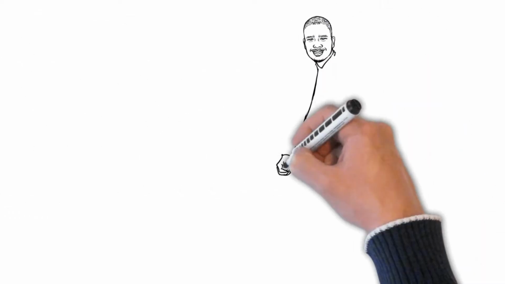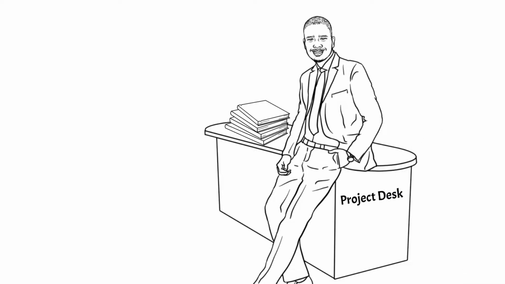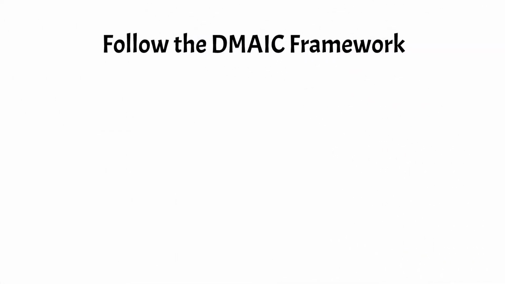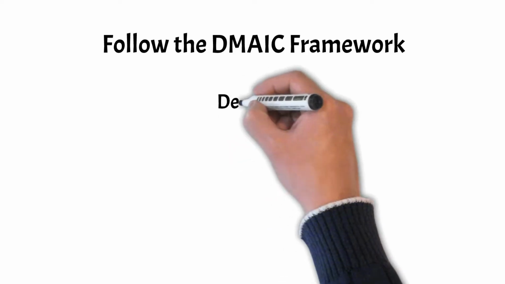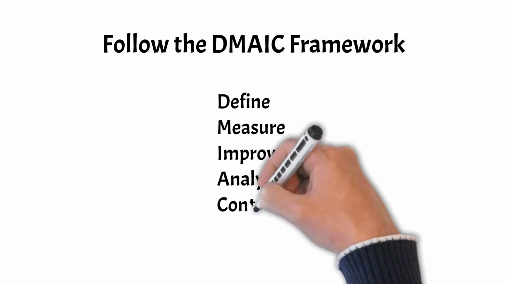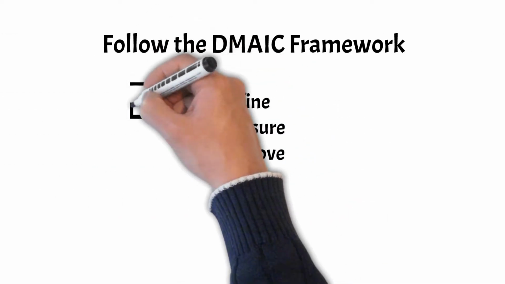It is a video informed by countless projects submitted to SSGI over many years. In almost every situation, following the DMAIC framework is advised. It proceeds through 5 phases: define, measure, improve, analyze, and control. First, we turn to the define phase.